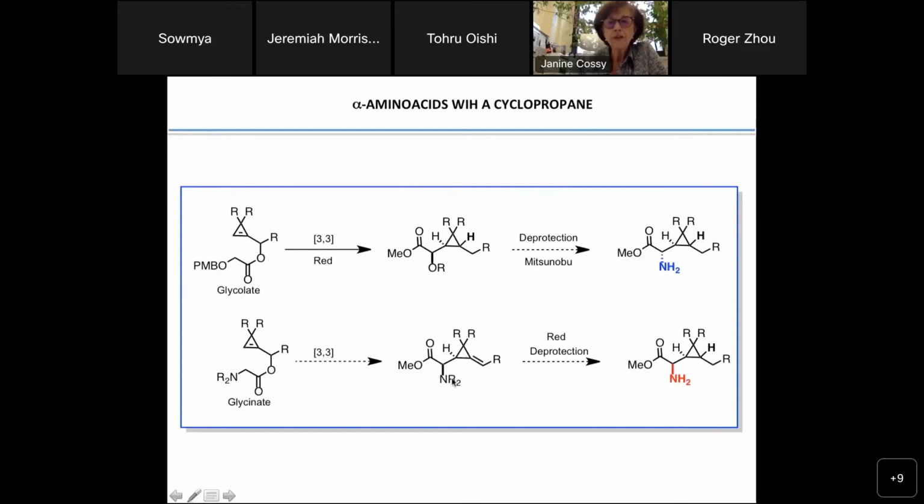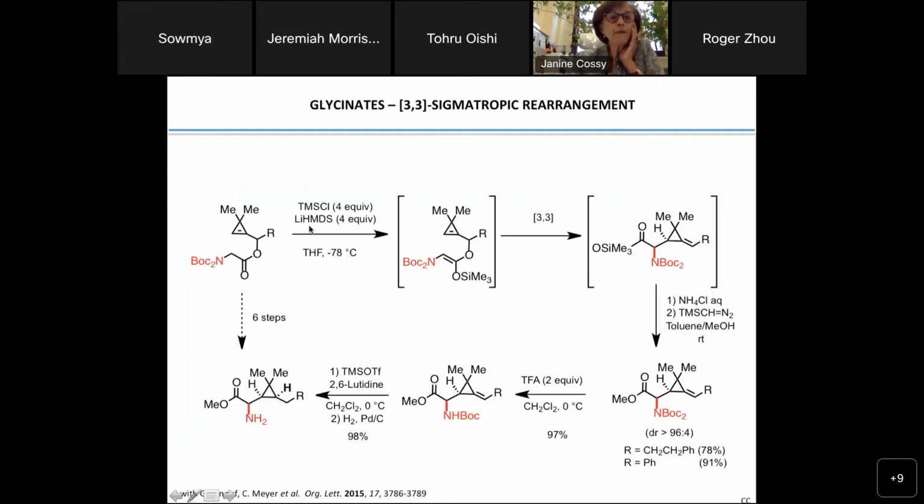And after the reduction of the double bond and the protection of the nitrogen, you will get access to this cyclopropane having this configuration at this position. So we have prepared this cyclopropene having, for example, this amine protected by a Boc group. If you are treating this compound with TMSCl and in the presence of LiHMDS, 4 equivalents at -78, you get the formation probably of this intermediate.